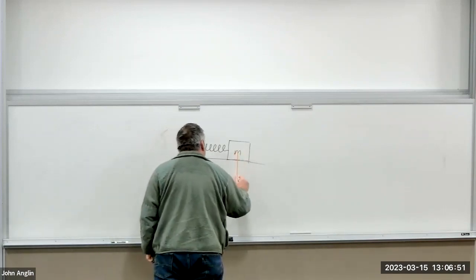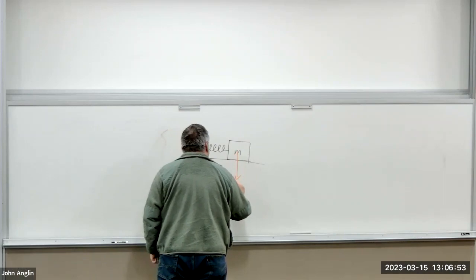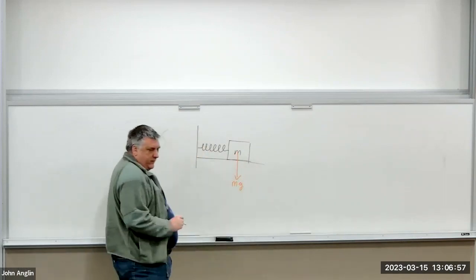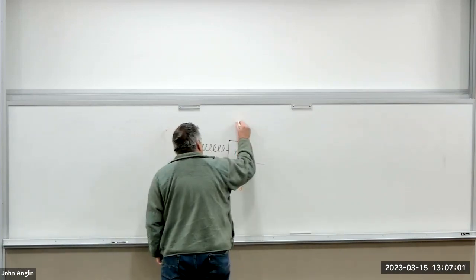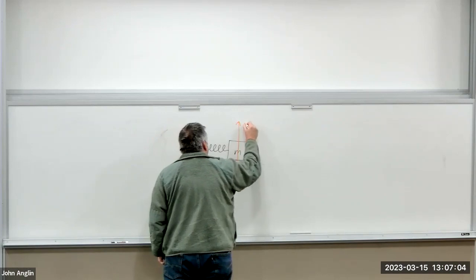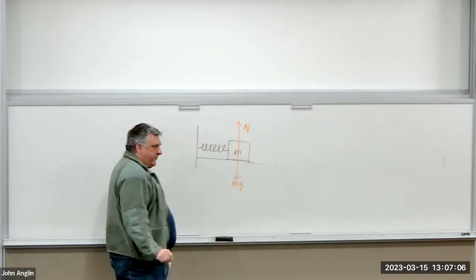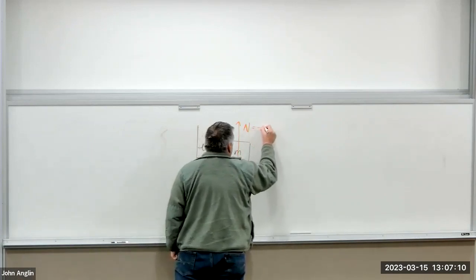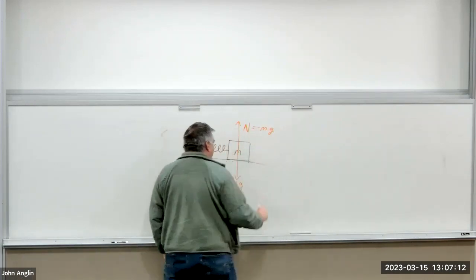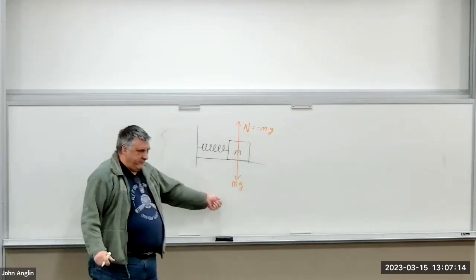Obviously, we know we have the weight force, which is just going to be our mg here. There has to be an equal and opposite force, so there's our normal force that we know, which is going to be the opposite of the weight force.